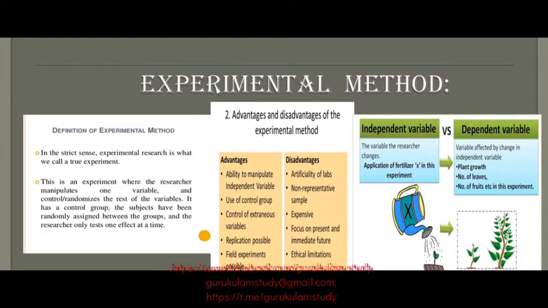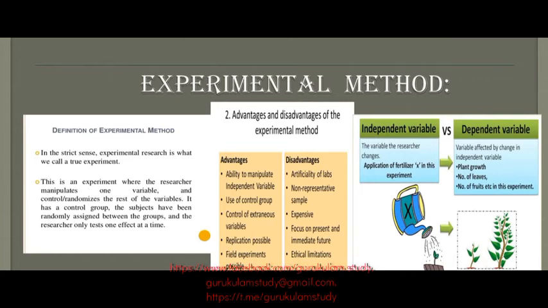First of all, what is experimental method? It is the strict sense of experimental research, what is called a true experiment. This is an experiment where the researcher manipulates one variable and randomizes the rest of the variables. It has a control group. The subjects have been randomly assigned between the groups, and the researcher only tests one effect at a time.